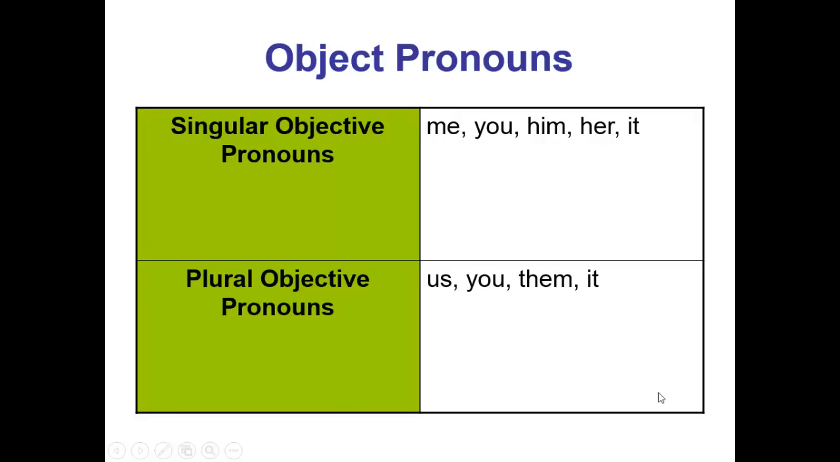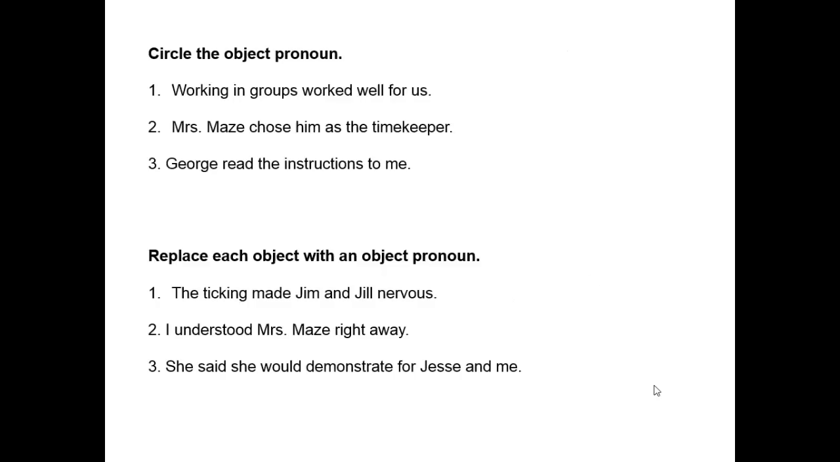Some common object pronouns would be in the singular form, me, you, him, her, and it. In the plural form, us, you, them, and it. Let's do some practice with object pronouns. Let's circle the object pronoun in each of these sentences.